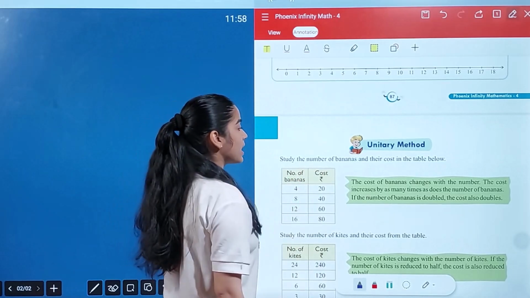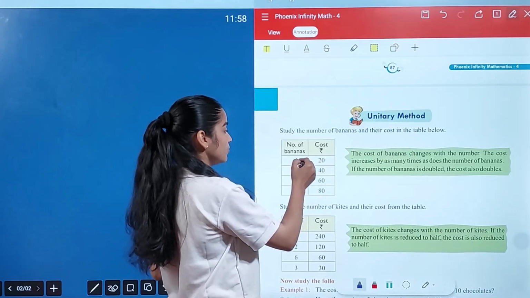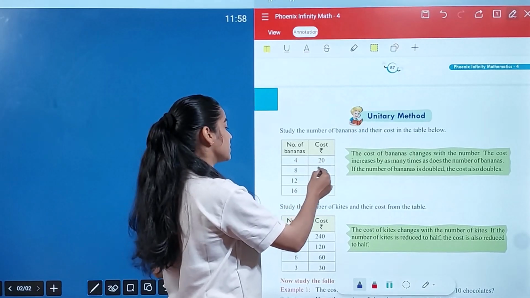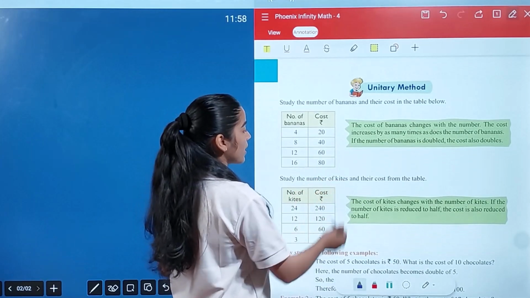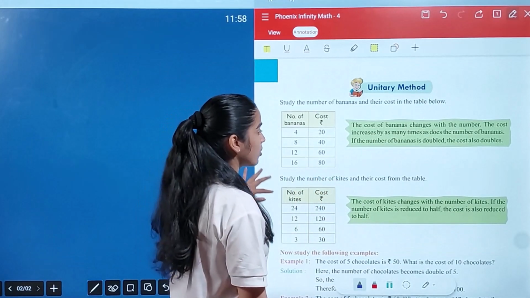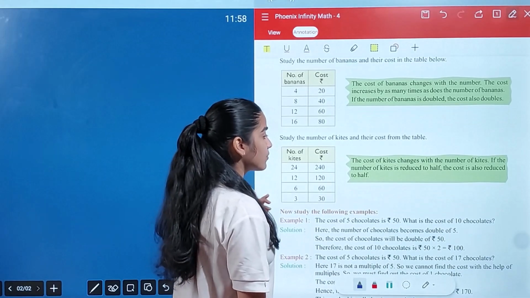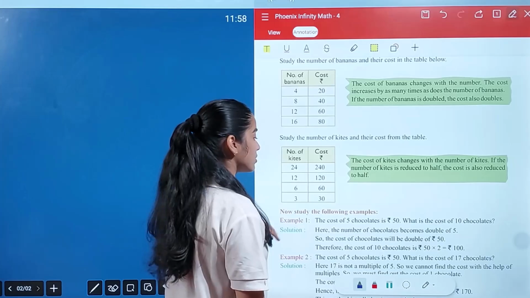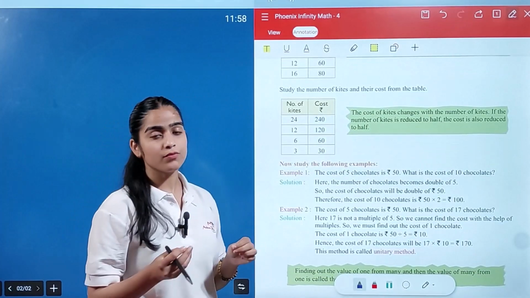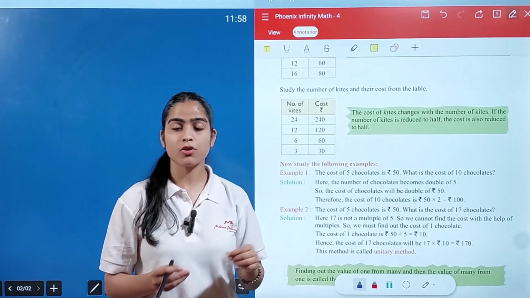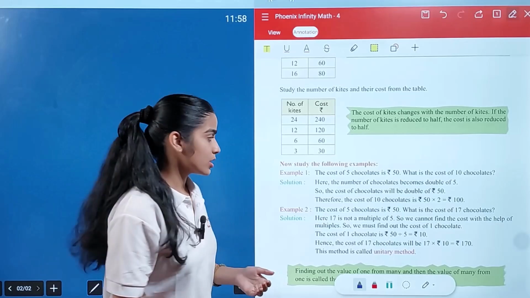Study the number of bananas and their cost in the table. If the cost of 4 bananas is 20, 8 bananas is 40. So what is the cost of further? Study the number of kites and their cost from the table. The cost of kites changes with the number of kites. If the number of kites is reduced to half, the cost is also reduced to half. So how can you find out? In the unitary method, first we have to find the cost of one object, and then we can calculate the further objects' amount.